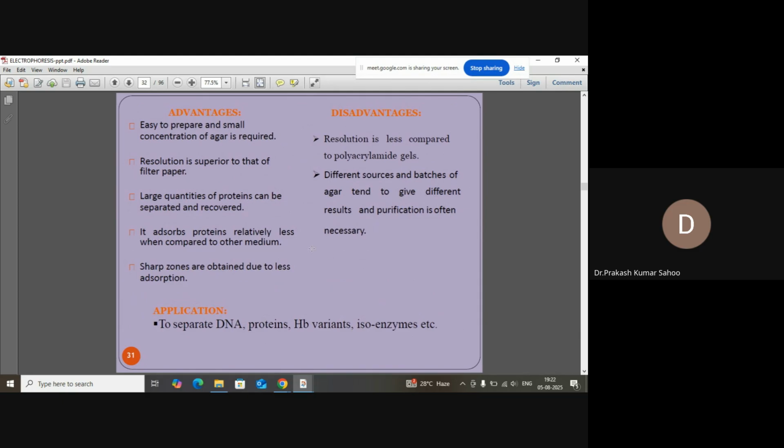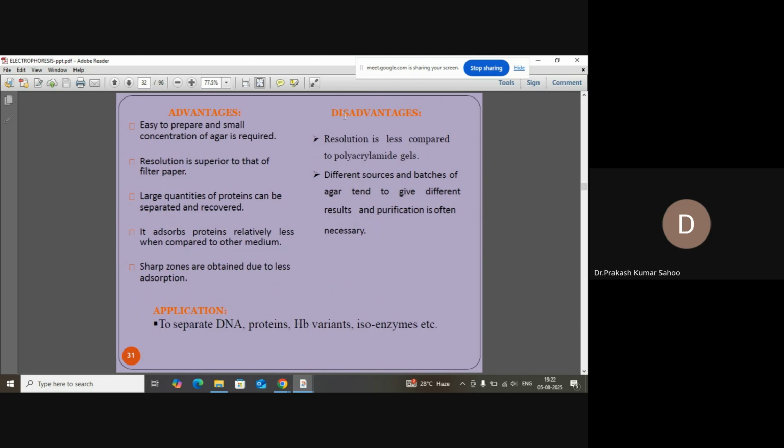So what are the advantages of this? It is easy to prepare and a small concentration of agar is required. The resolution is superior to that of filter paper. Large quantities of protein can be separated and recovered. It adsorbs protein relatively less when compared to other media. Sharp zones are obtained due to less adsorption.